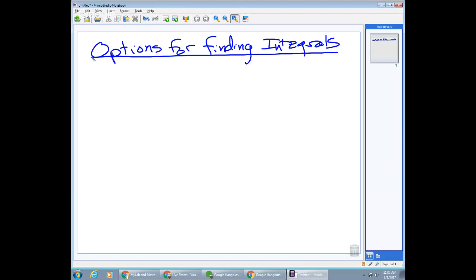All right, so options for finding integrals. Just a review of stuff we've done before we move on to the next section. So one, we have our favorite idea, which is a Riemann sum. I think I put the I and the E in the wrong order.